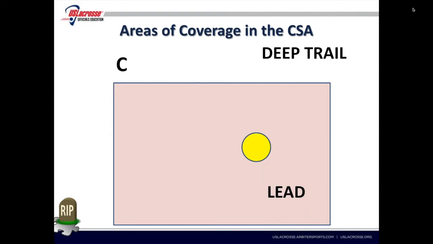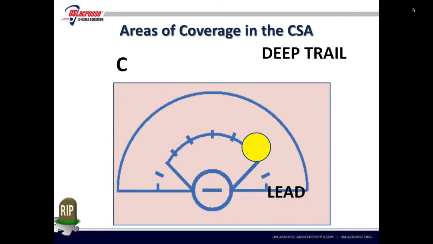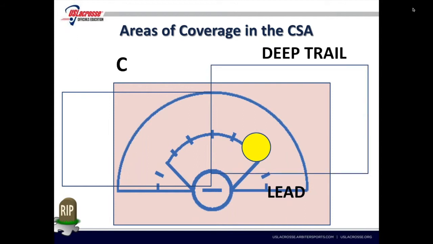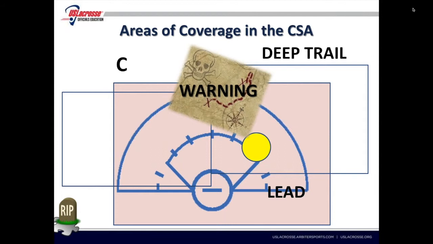Now let's discuss areas of coverage in the CSA. Lead is in pink, on ball here. C is off ball, but is ball aware and ready to pick up the ball should it transition to C's side. And deep trail is off ball. We should emphasize that there are no lines on the field that say this is where you stop looking. Areas of coverage can and should overlap in the three-person system. It depends on where the ball is in the CSA.